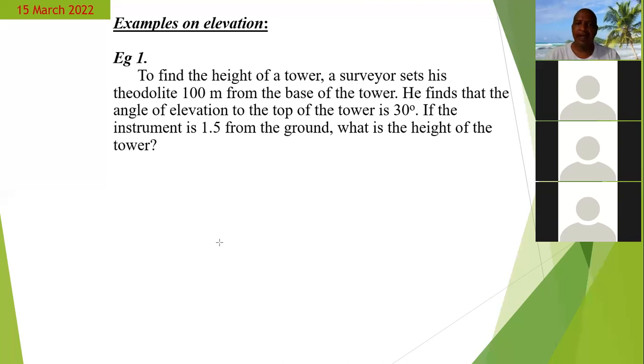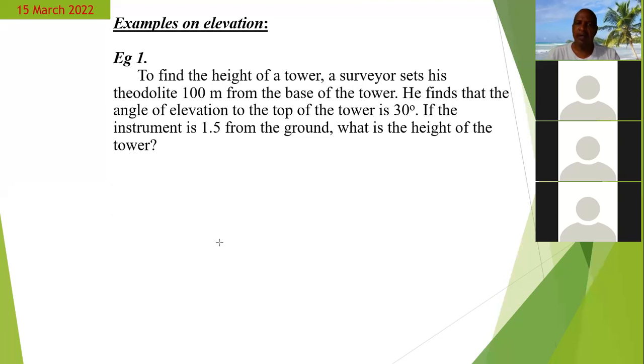It says, to find the height of a tower, a surveyor set up his theodolite 100 meters from the base of the tower. He finds that the angle of elevation to the top of the tower is 30 degrees. If the instrument is 1.5 meters from the ground, what is the height of the tower? So that's the question. They want to find the height of the tower.